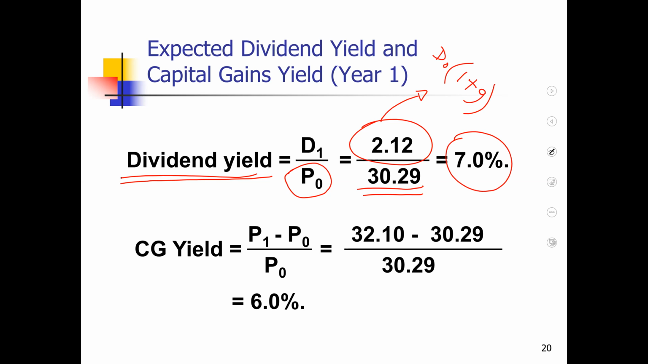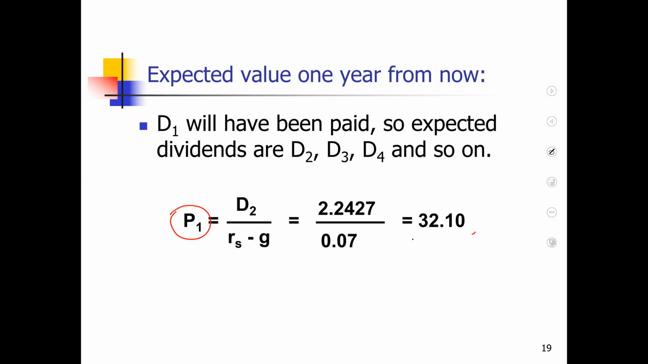Then, we invested. That means, as the market value is 30.29, we have to invest 30.29 to purchase this particular share. After 1 year, we may receive a 2.12 dividend, plus the market value is also going to change, as after 1 year it is 32.10. If we wish, we can sell this particular share in the market for 32.10. We calculated this one earlier.